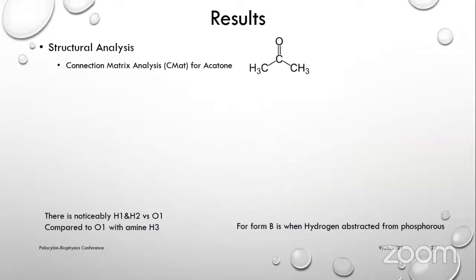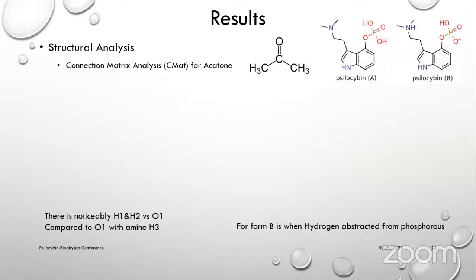We did most of the analysis, but I'm going to present just a few solvents for this presentation. For the CMAT analysis, we also did acetone. As you can see, acetone has a polar oxygen, and there are two forms of psilocybin. We expect the oxygen from A and from B, but also we have the nitrogen, and the hydrogen from nitrogen in the two forms, A and B.